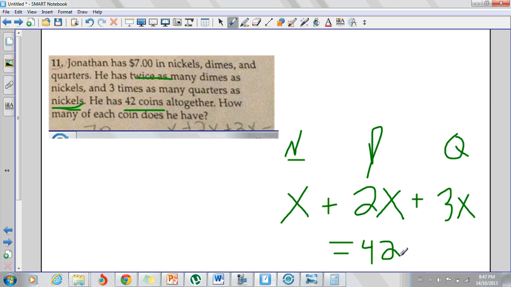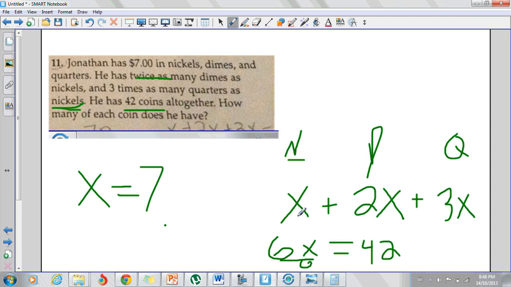So now we've just got a simple algebraic expression. We've got 2, 3, 4, 5, 6. So we've got 6 x's. And how do we get rid of the 6 in front of the x? We simply divide it by 6. So x is going to equal 7. And there. So let's test it out and see if we're right.